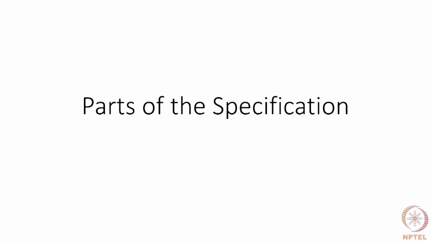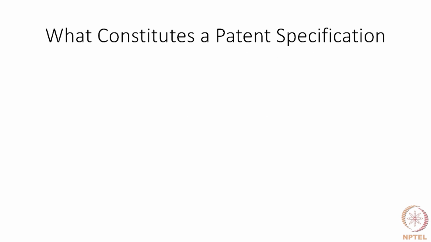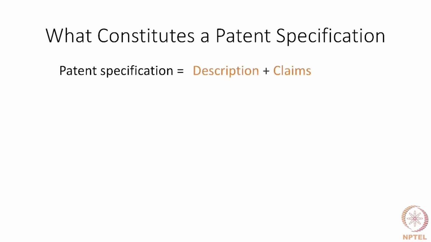Parts of the specification. What constitutes a specification? Now, we had seen that the patent specification comprises of two broad things, and that's how we have structured this course. We had looked at the problem solution statement, helping us to create a claim. So there is a claim which we are looking at, and in this set of lectures, we were looking at everything else other than the claim. So the patent specification includes the description and the claims. So the descriptive part along with the claims is what we call or refer to as the patent specification.